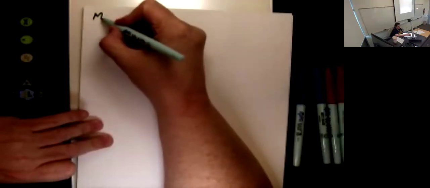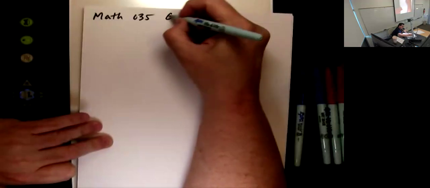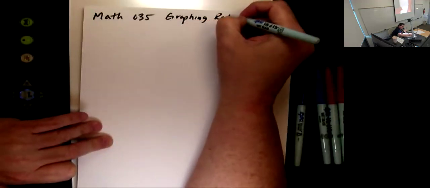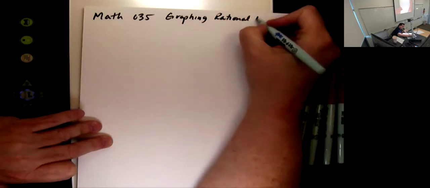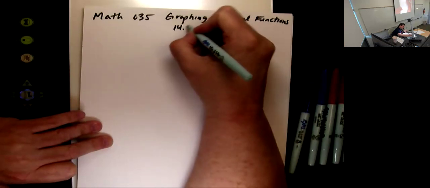So, one last section to test. We will do chapter 15 next week, but with finals the week after, I'm not gonna put it on the test. We are doing graphing rational functions. This is 14.4 in Blakely's book.